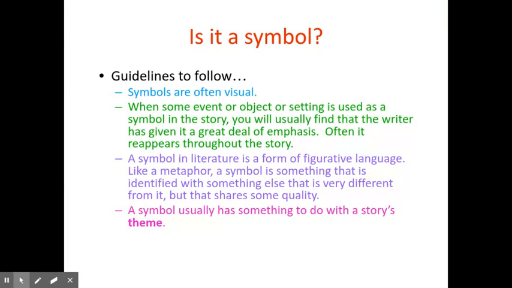Here's how you can see if it is a symbol. They're usually visual, you can see them. And if an event or an object or setting is used as a symbol in the story or poem, you usually find that the writer has given it a great deal of emphasis. You might see it a few times, or it might have a prominent role in one particular part of the story or poem.